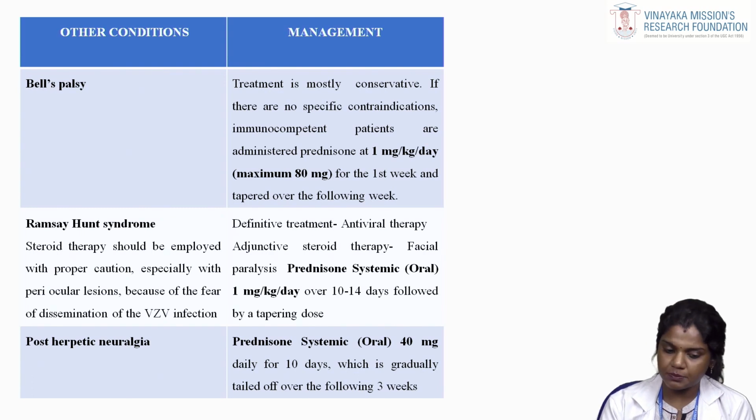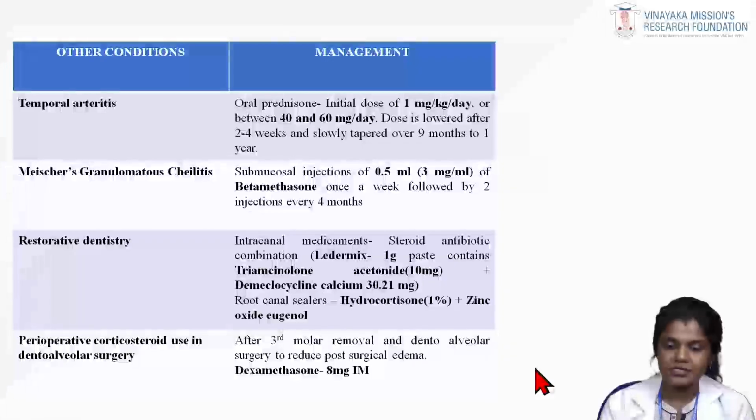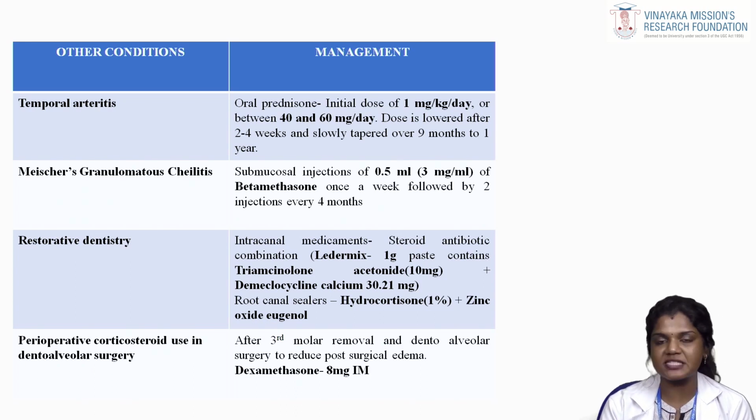And in case of post-herpetic neuralgia, again prednisolone in a dosage of 40 mg is administered. In temporal arthritis, oral prednisolone is given at a dosage of 1 mg per kg per day or between 40 and 60 mg per day. And in Melkersson-Rosenthal syndrome with granulomatous cheilitis, submucosal injections of 0.5 ml of betamethasone once a week followed by 2 injections every 4 months can be given to cure the cheilitis.